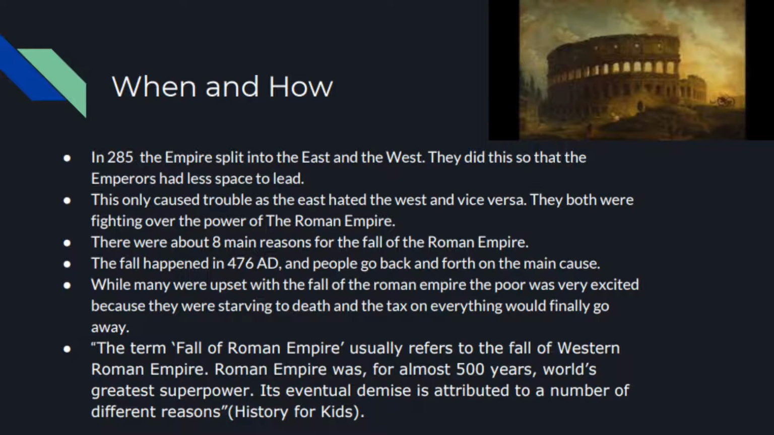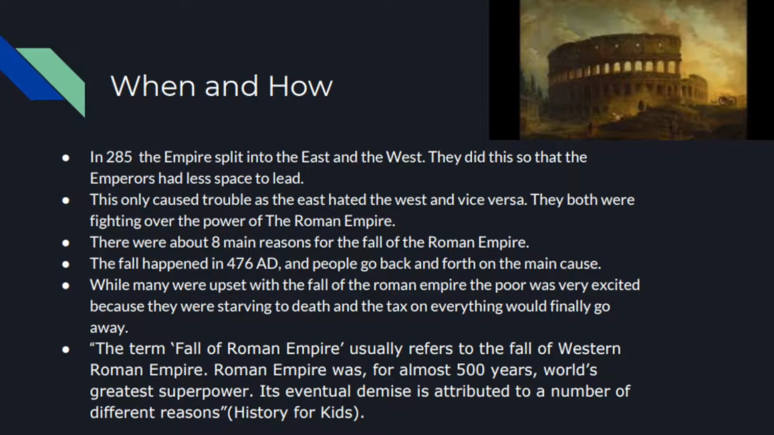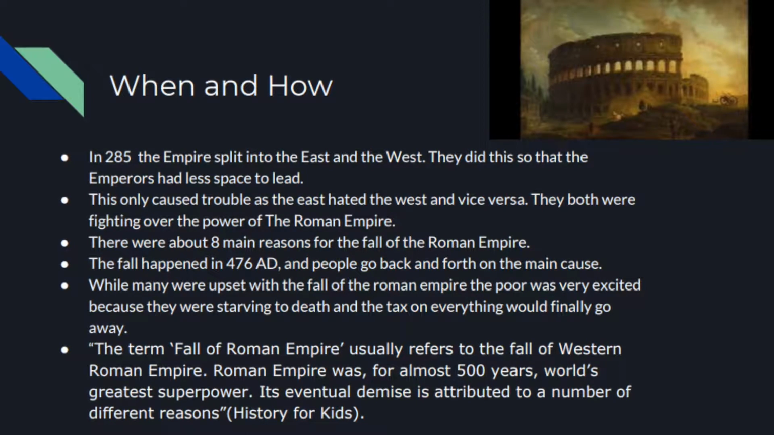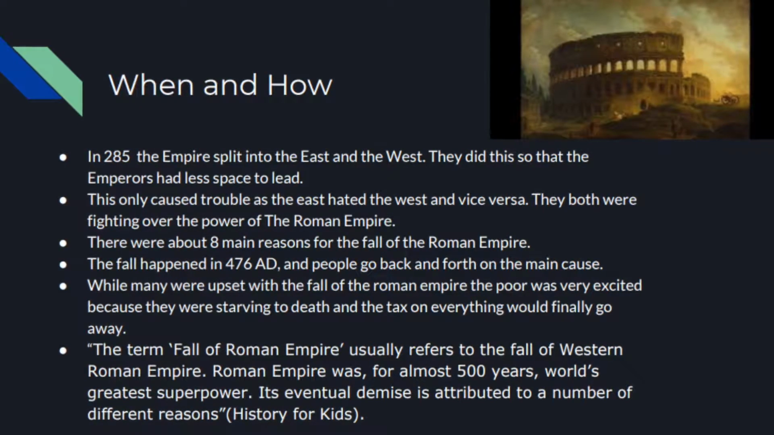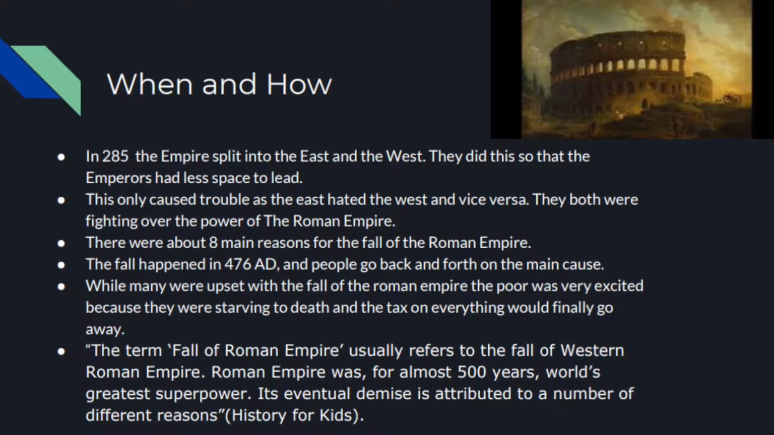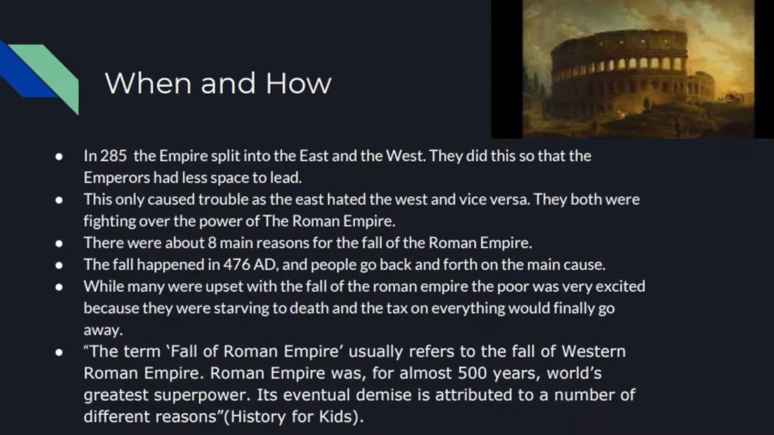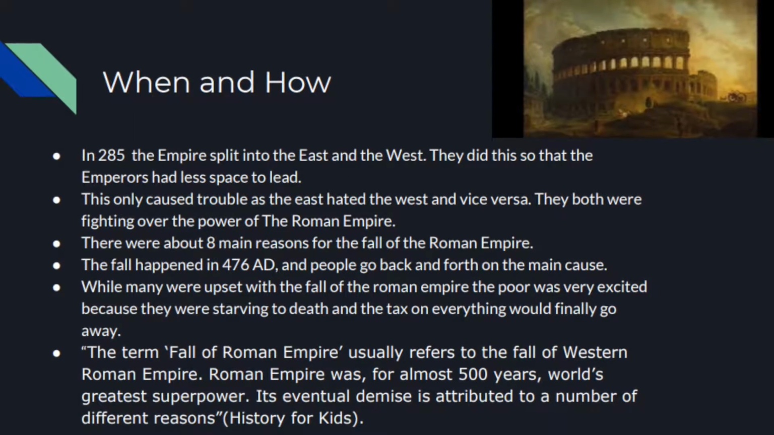When and how? In 285, the empire split into the east and the west. They did this so that the emperors had less space to lead. This only caused trouble as the east would hate the west and the west would hate the east, as they were both fighting over power of the Roman Empire.